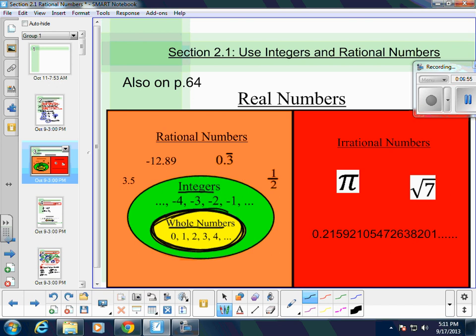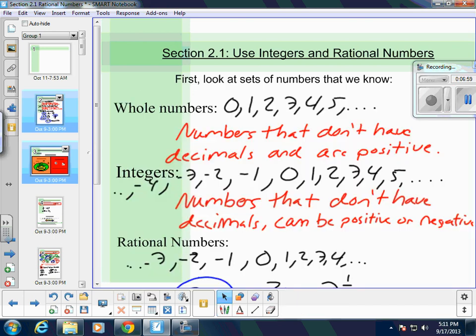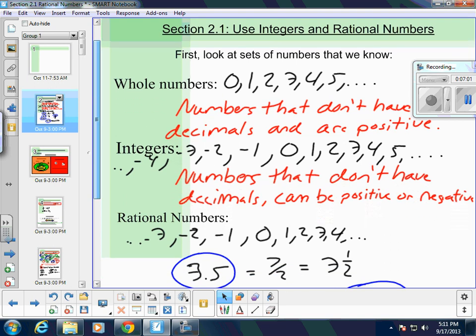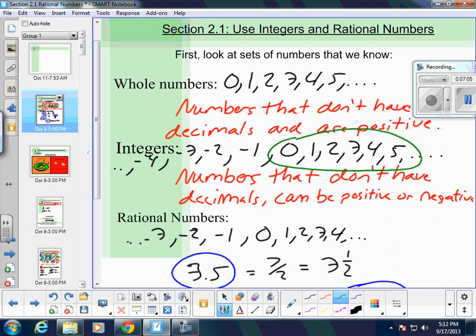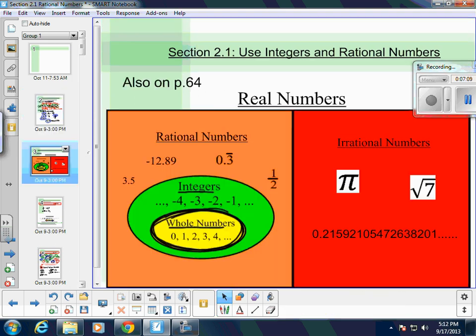Okay. Well, if those are all the whole numbers, we said that integers, going back to that previous page, remember, they include the whole numbers, right? Here are all the whole numbers, but we also include all these negative numbers as well. So that's why now this larger green circle, the whole numbers are inside of that because they're also considered integers. They fall into that category.